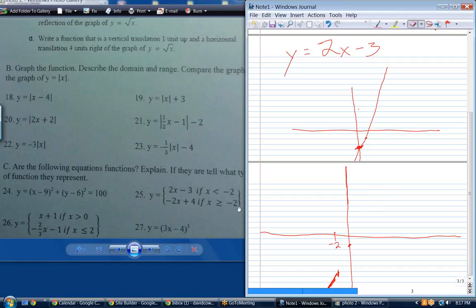Now, when x is greater than negative 2, in other words, whenever x is to the right of negative 2, we have a different function. We have this, minus 2x plus 4. Well, let's graph that as if it were the only thing. Where would we start? How would you graph y equals minus 2x plus 4?